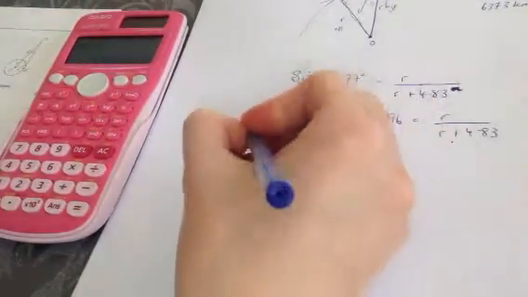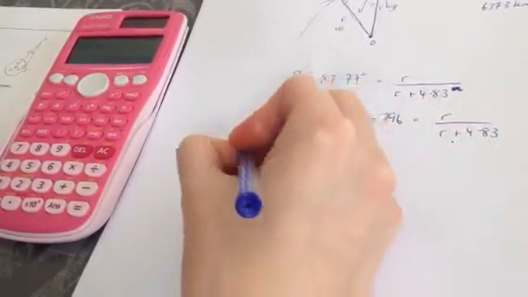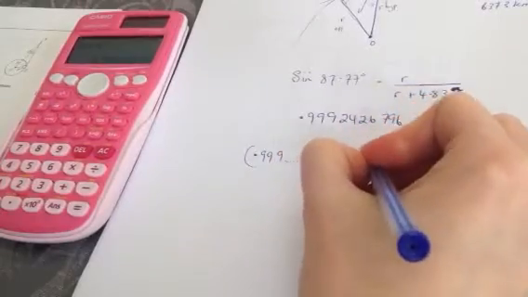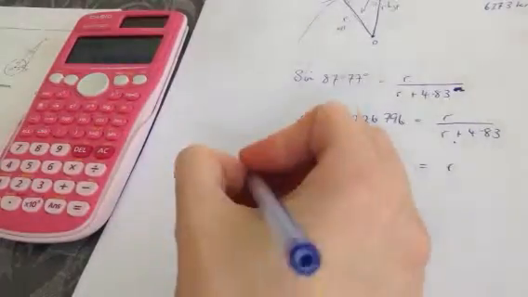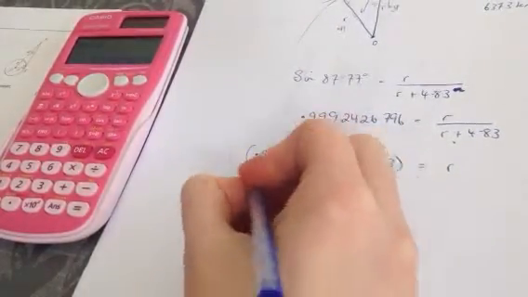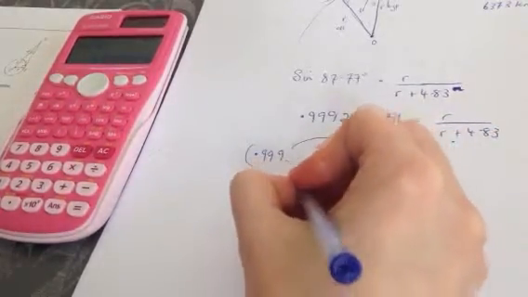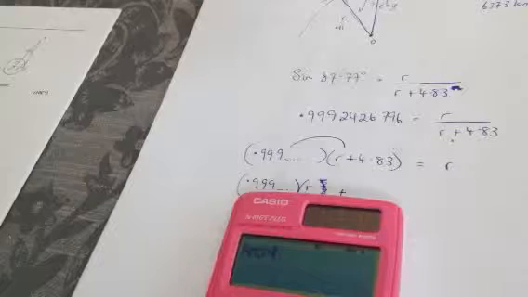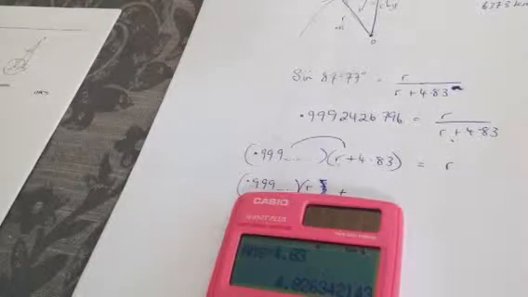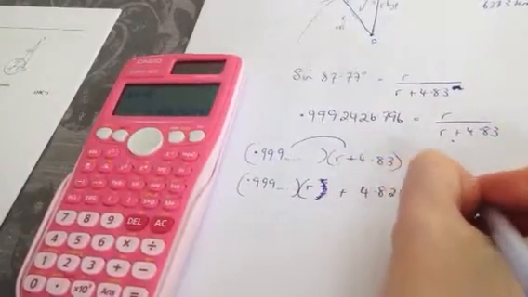I'm going to bring this over, and it becomes multiply. So 0.999... multiplied by R plus 4.83 is equal to R. I'm going to have to multiply this out. So that's 0.999, and I'm not rounding off here at all, times R, plus 0.999 times 4.83, which I'm just going to store as B. That's equal to R.